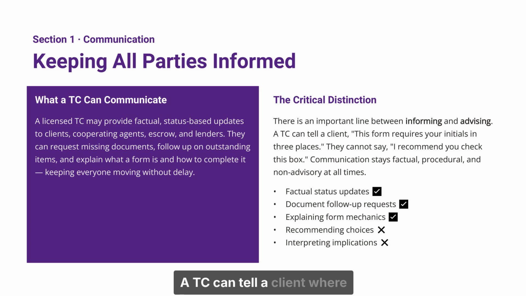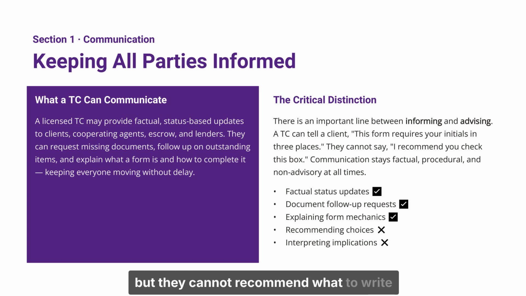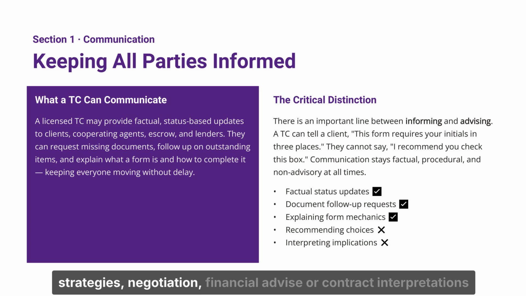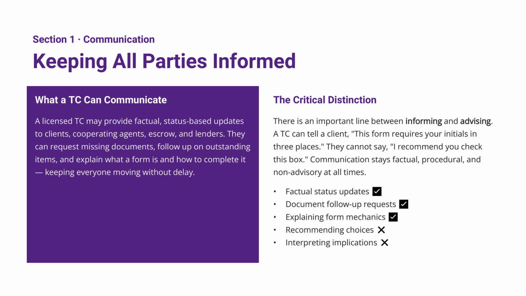A TC can tell a client where to fill information or initial a form, but they cannot recommend what to write or which specific box to check, or offer any form of advice, and most definitely cannot assume the role of a licensed real estate agent, including filling out forms, checking boxes, or writing narratives that a licensed agent is supposed to do, such as agent visual inspections, or explaining price strategies, negotiation, financial advice, or contract interpretations to clients.